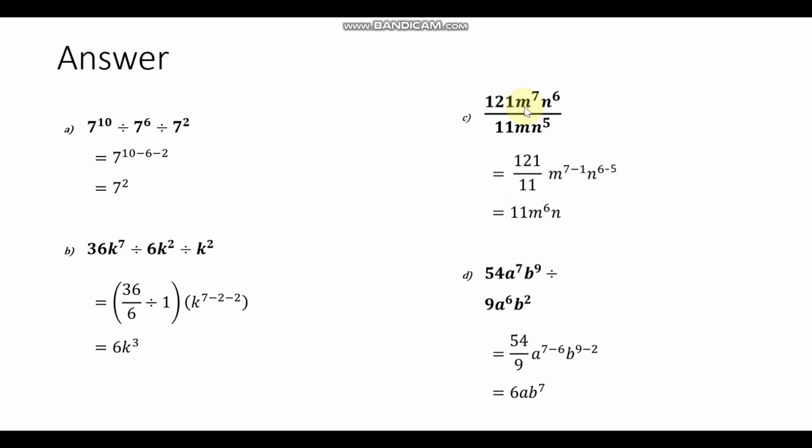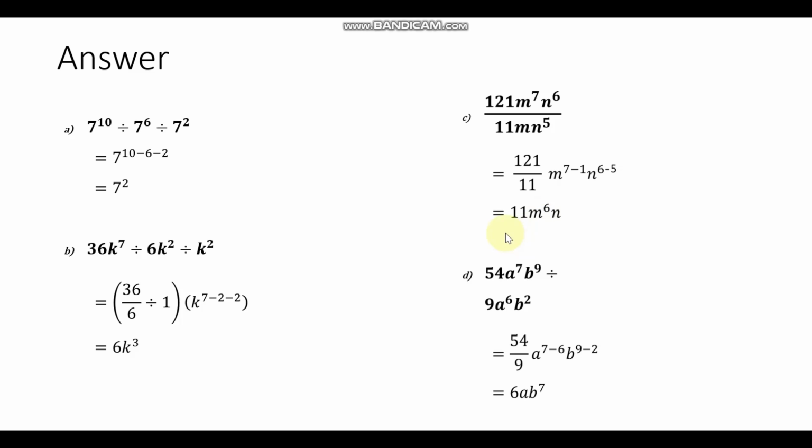For the terms m, we got 7 and 1, so 7 minus 1. For the terms n, we got 6 and the power of 5, so we write here 6 minus 5. So finally we got the answer 11 m to the power of 6 and n. Actually the power of n is 1, but we don't have to write the 1 here, we only write down n here.